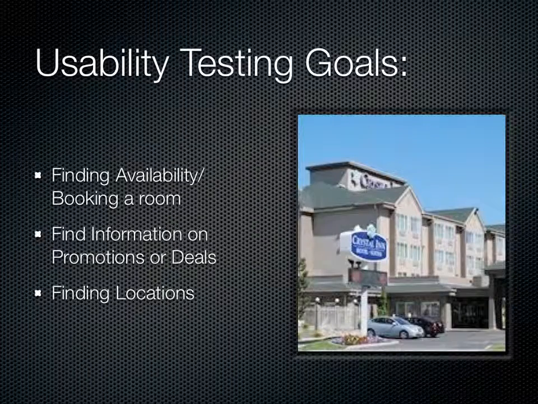Usability testing goals. Finding availability of rooms and booking a room is test 1. Finding information on promotions or deals is test 2. And then finding locations is test 3.